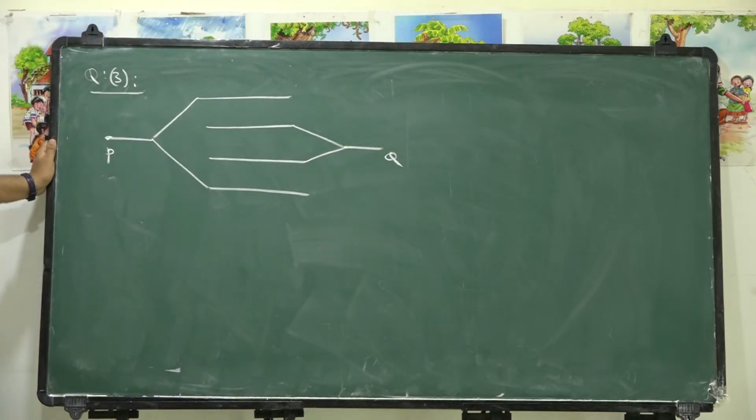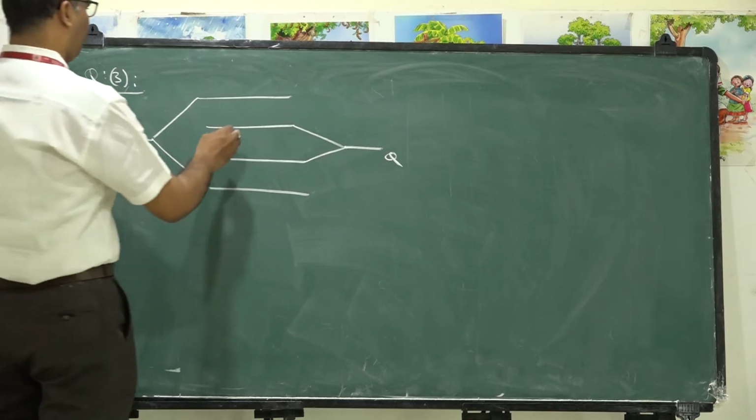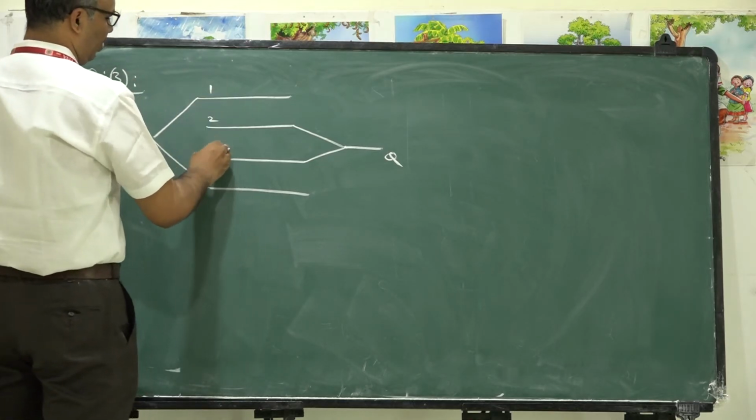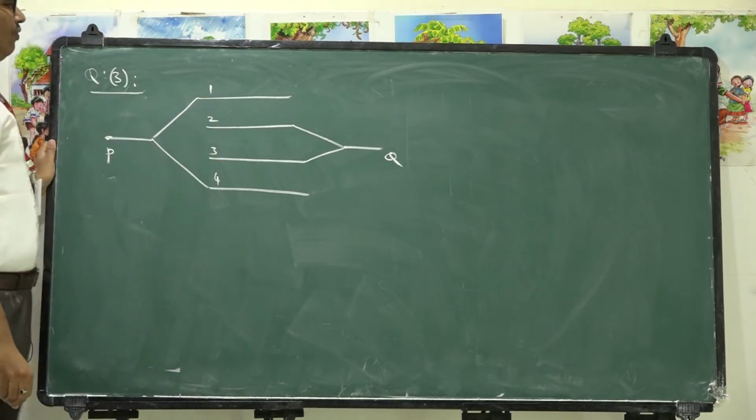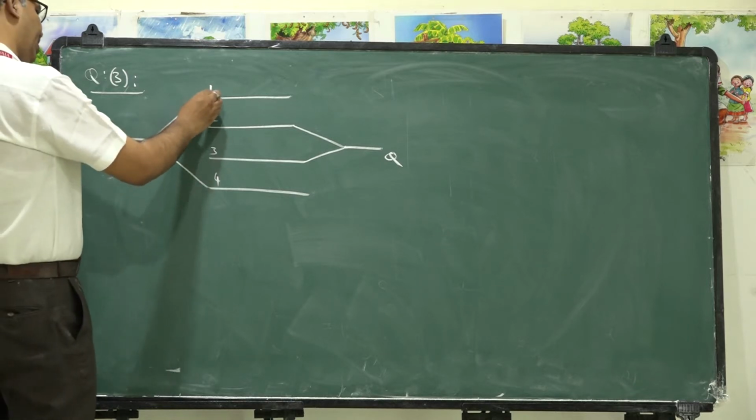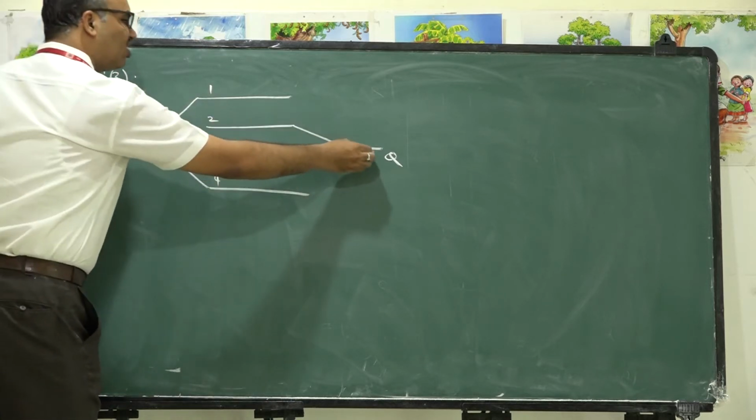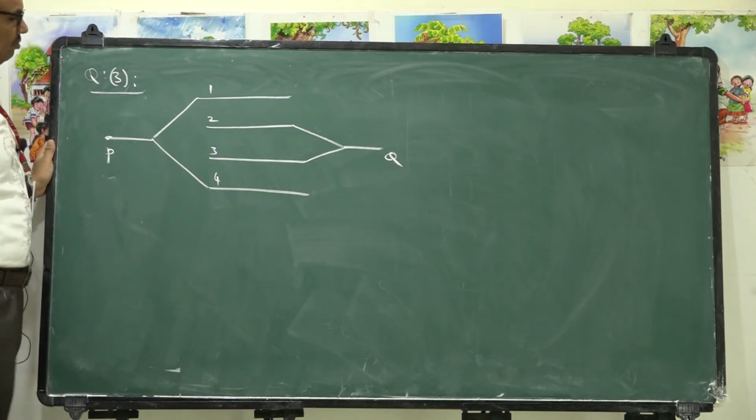They were joined to a terminal Q. You are asked to find the effective capacitance of the combination. Here again we have 4 plates, plate number 1, 2, 3, 4. If you observe clearly, plate 1 is at P potential, plate 2 is at Q potential, they provide one capacitor.